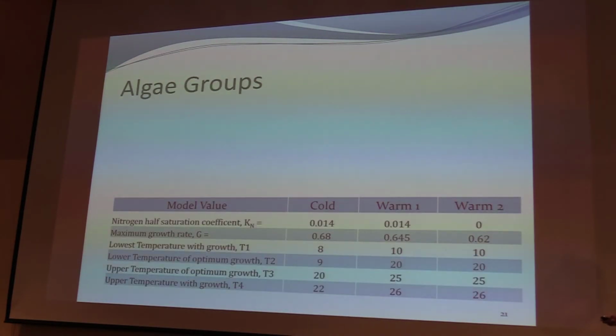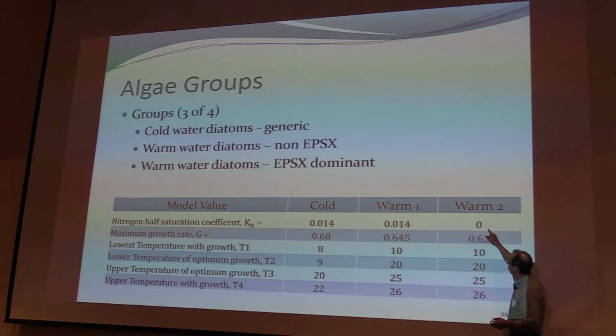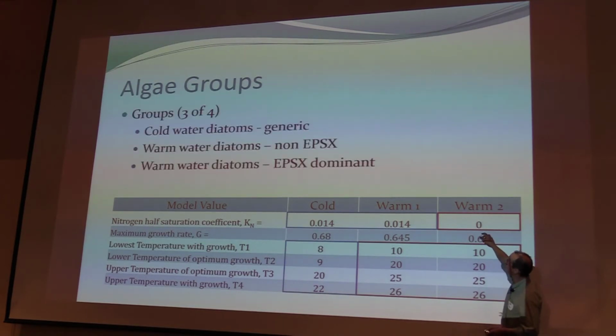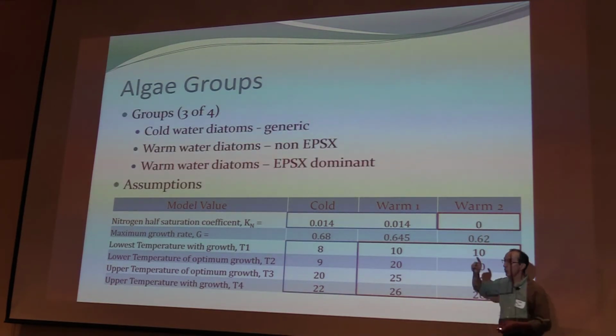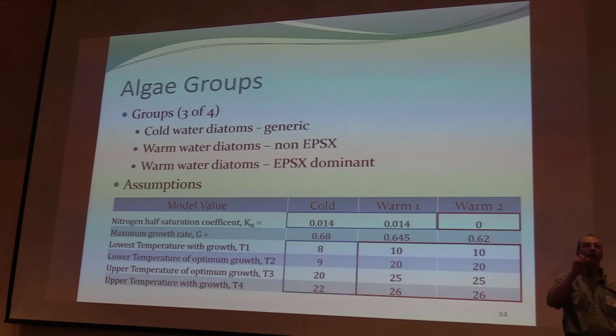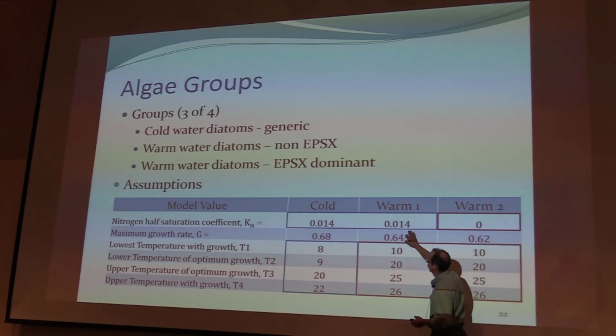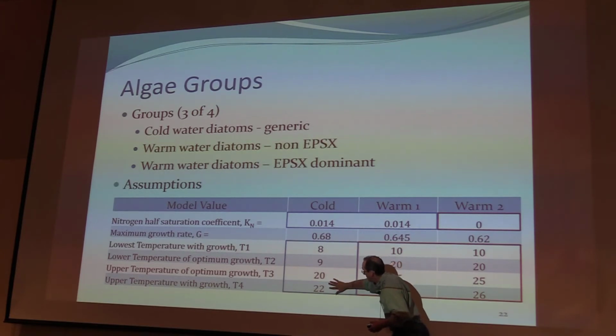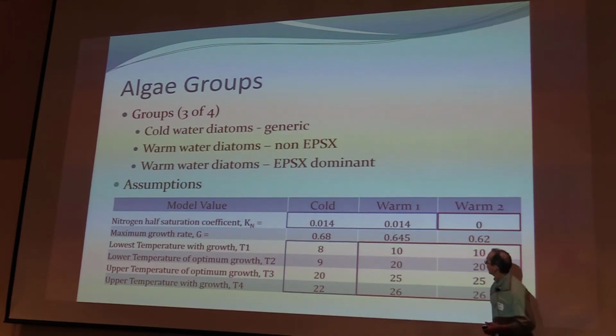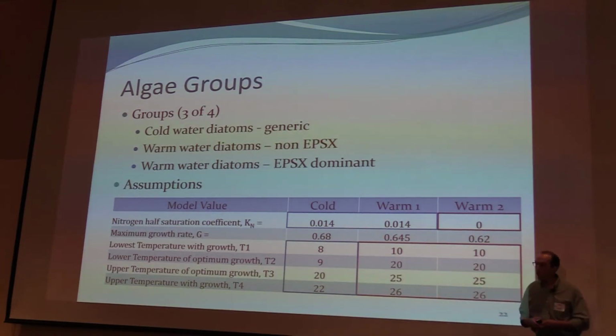And the key that we really put in here was, oops, where is it? This, sorry. We turned off, for one of the species, the half saturation coefficient. We said it's 0, no nitrogen limitation. That represents Epithemia. That's a warm water species. We have another warm water species. You have a cold water species. You can see these temperature criteria are different. These are the same. And then we saw what would happen when we put this in the model.